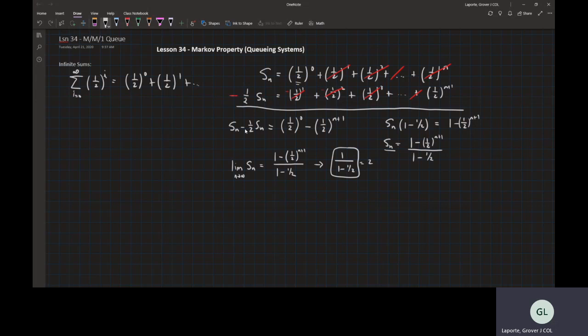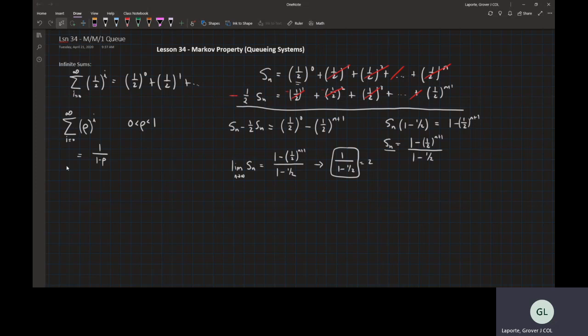Because now we're going to come back over and maybe solve a more general problem. So the more general problem would be the sum from i equals 0 to infinity of rho to the i. As long as rho is between 0 and 1, then you just take the same sort of steps that we took over here, and we would get this equal to 1 over 1 minus rho.